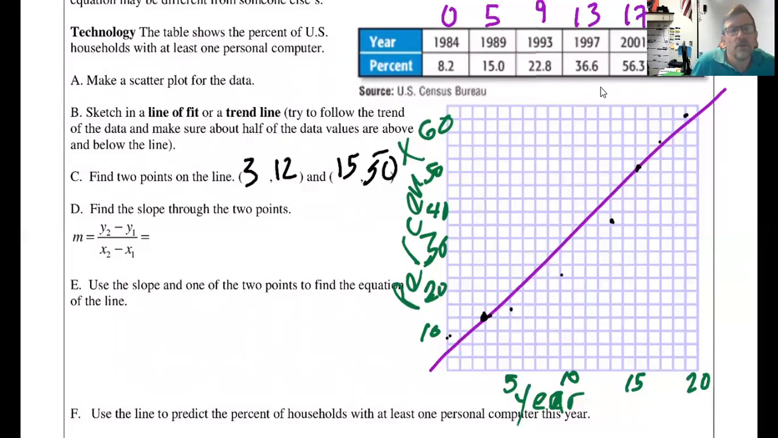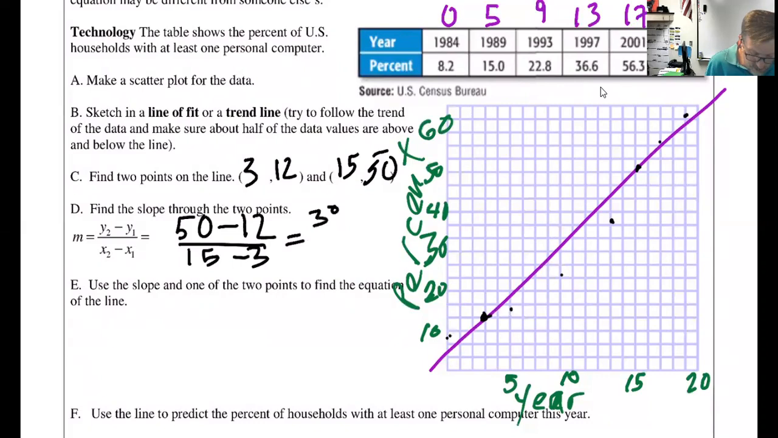At this point, we find the slope just like you learned many, many years ago. So 50 minus 12, subtract the y values, subtract the x values, 15 minus 3, so it's 38 over 12, which can be simplified to 19 over 6. At this point, we're going to use the slope and just one of the 2 points. I'm going to use (3, 12) because it's smaller, a little easier to work with. So I'm going to use the point-slope formula. I'm sorry, slope-intercept formula.